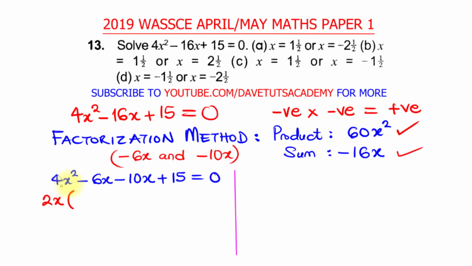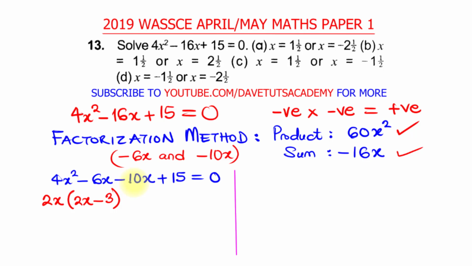Now, from 4x squared, if I have taken 2x out, it will still remain 2x because 2 times 2 is 4. Okay, x times x is x squared. Now minus 6x divided by 2x, that is 3, because 2x times minus 3 is minus 6x. That's the consistency.